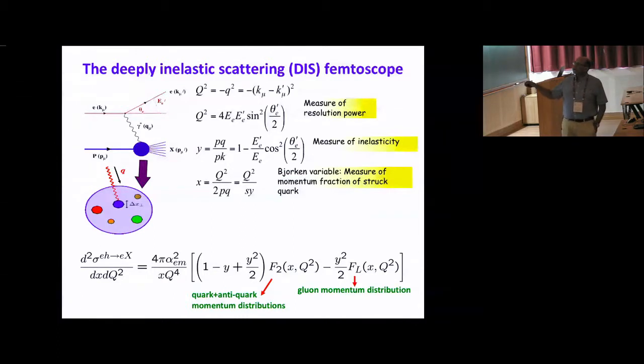So you can write down the cross-section for an electron to go into a final state of an electron and hadronic stuff as the product of the Rutherford cross-section, which is alpha electromagnetic over q to the 4th, so it's suppressed by the momentum resolution, and goes as sine 4th theta over 2, times the structure functions F2 and FL. F2 is indicative of the sum of the quark and anti-quark distributions inside the proton, while FL is directly proportional to the gluon momentum distribution inside the proton.